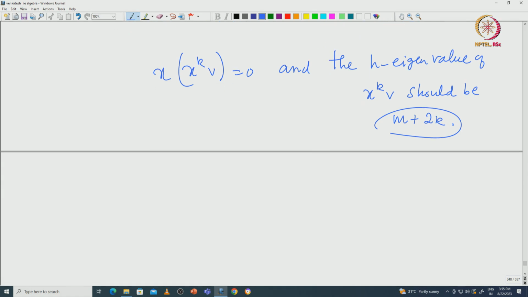But you already know what all the eigenvalues of H on this kernel X are. This H defines a map from kernel X to kernel X. We already saw that all these Vi's that we have chosen to be eigenbases, they all have eigenvalues exactly m. So that forces this m plus 2k must be equal to m. Okay. So this is equal to m implies k must be 0.